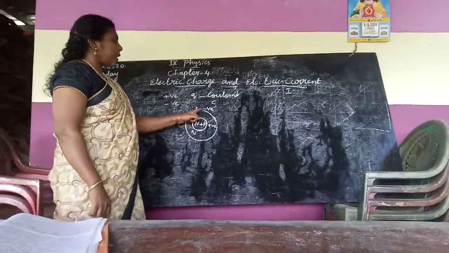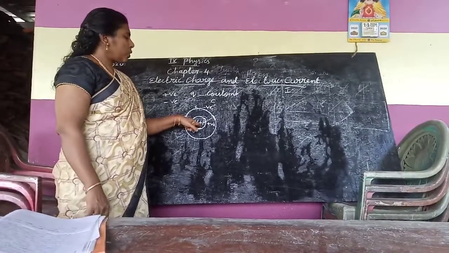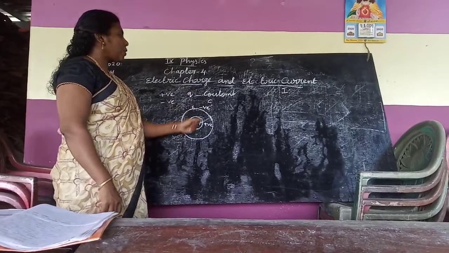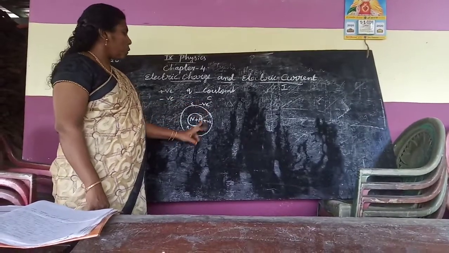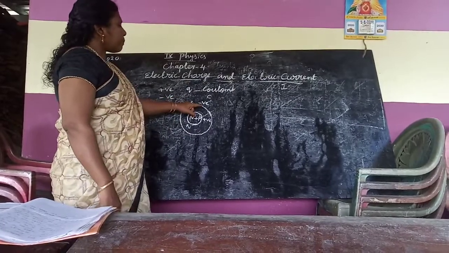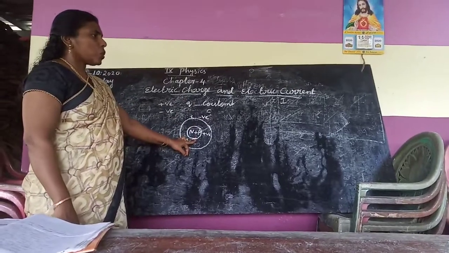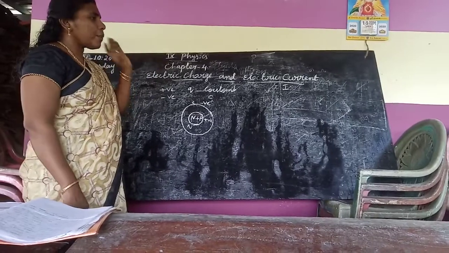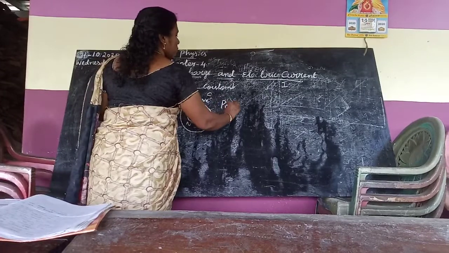So the atom consists of a nucleus. Inside the nucleus, neutrons and protons are there. And around the nucleus, electrons are revolving. Electron has negative charge, proton positive charge, neutron neutral charge. Suppose the electron is taken away from the atom. Then only positive charge is there inside the atom. That is called a positive ion.